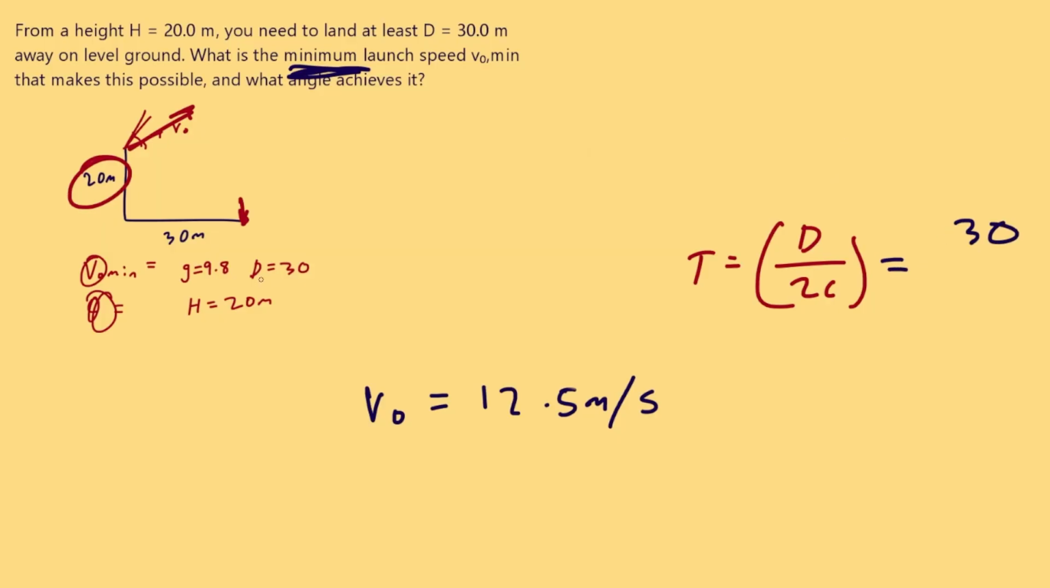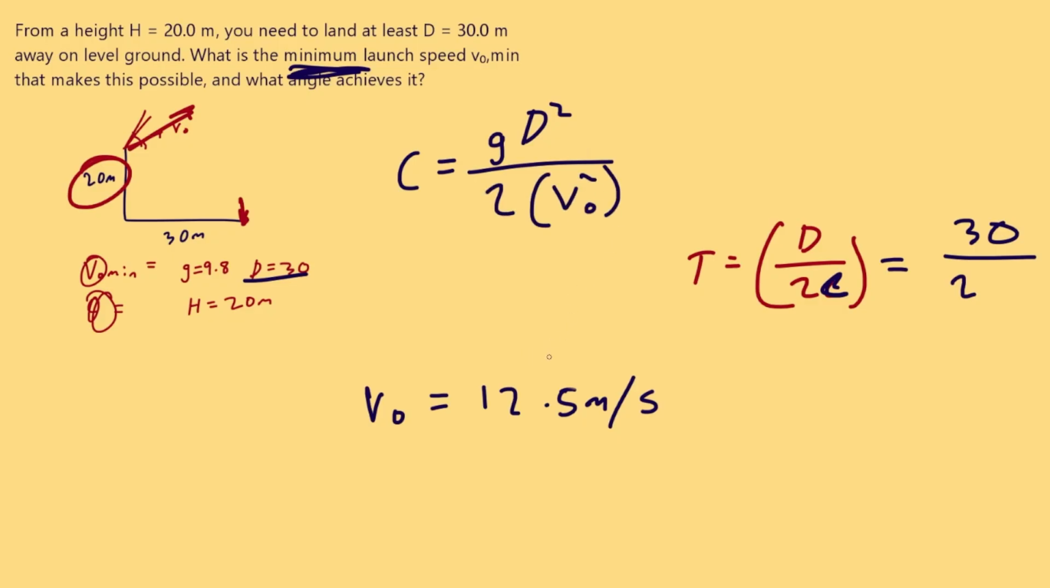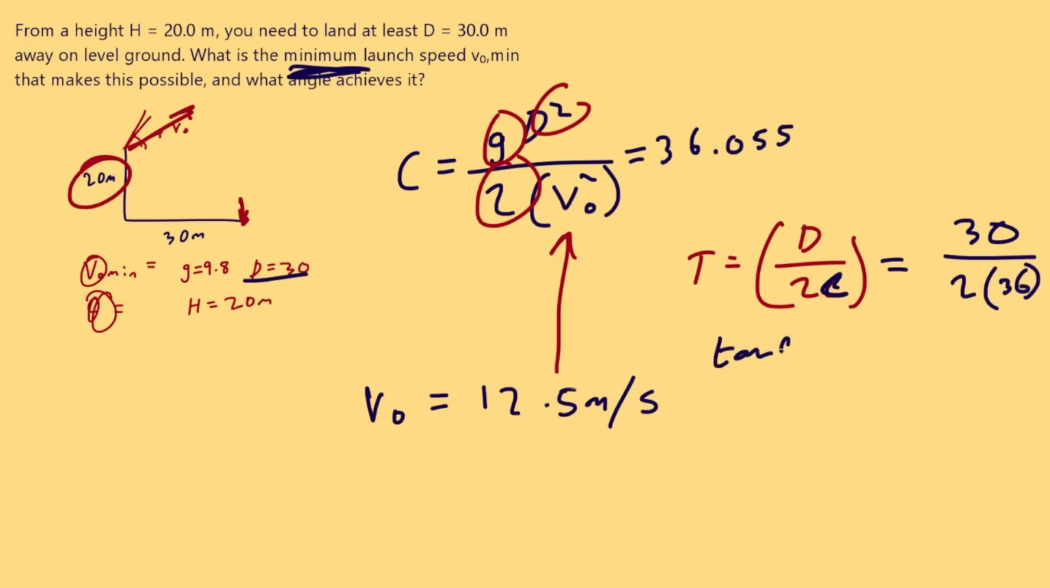So 30 for d, 2, and then, oh, but we need c. Don't worry, because we can find c very easily. We just have to plug in more stuff. I know there's a lot of substituting, but we're nearly there. Plug in 12.5 and everything else. C comes out to be something like 36.055. Plug that in here, and you find that tangent, which is t, is equal to 0.535.